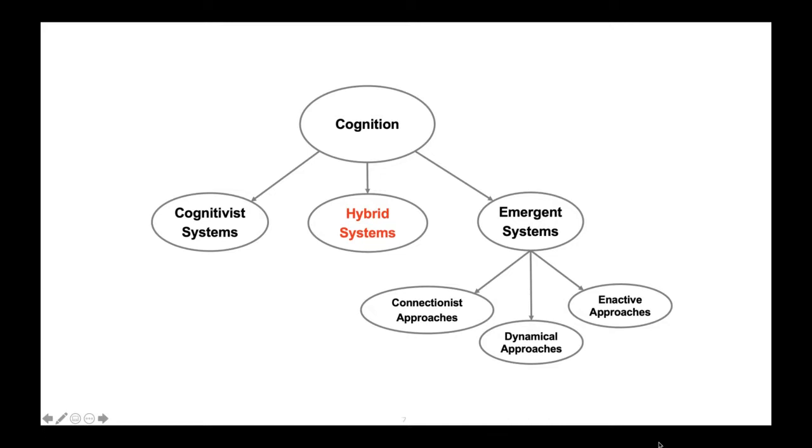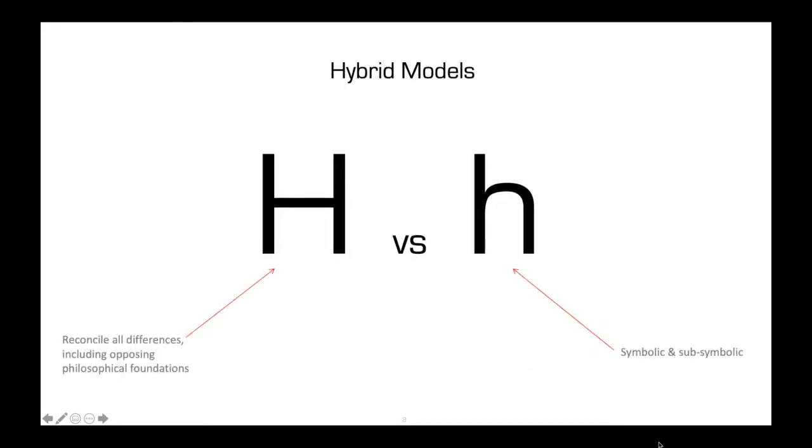And then hybrid tries to bring both of these together and get the best of both worlds. But I want you to be aware that there's a different way of interpreting that hybrid. There's a big H hybrid and a little h hybrid. The big H hybrid is an effort to try and reconcile all the differences between the cognitivist and the emergent. And that's a difficult task, given that there are fundamentally opposing positions and stances and indeed philosophies being taken. So when people talk about hybrid systems, for the most part they're talking about little h hybrid, and that means that they're talking about systems which have symbolic processing and sub-symbolic processing, typically with some form of connectionist system.